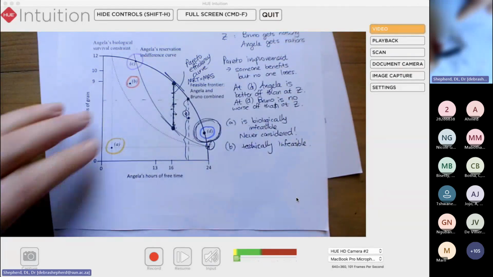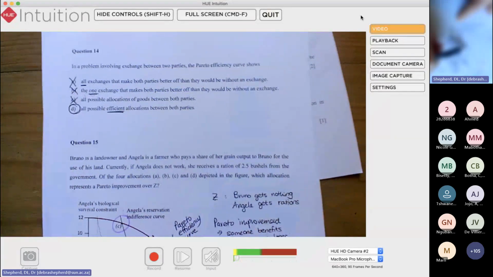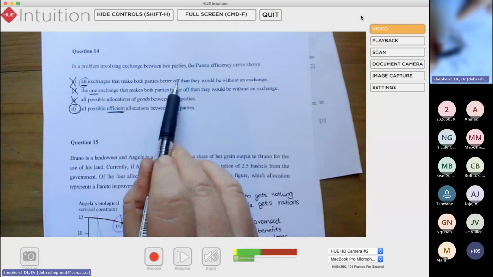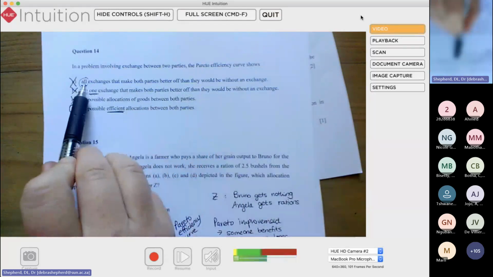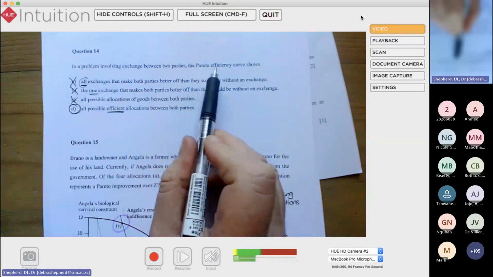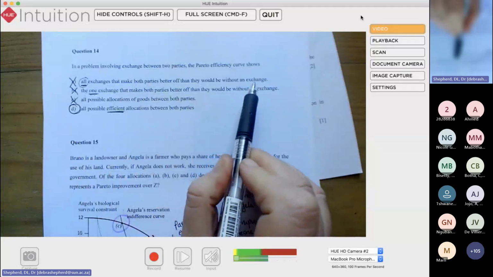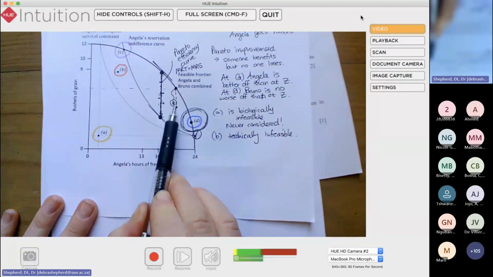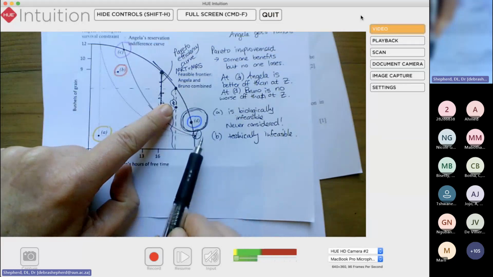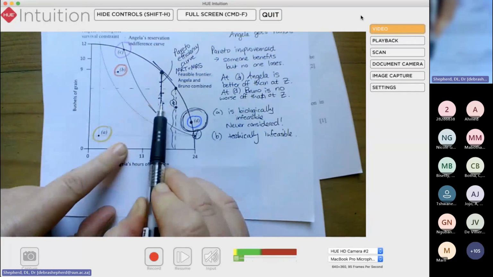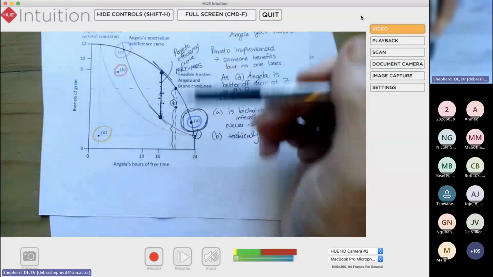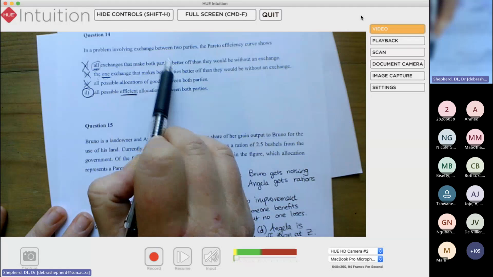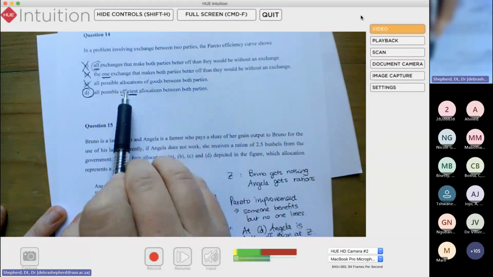Okay, could you go over why A is wrong again, please? Okay, so the reason why A is wrong is because it says the Pareto efficiency curve shows all exchanges that make both parties better off than they would be without an exchange. What this is saying is that only points on the Pareto efficiency curve are improvements over no exchange. And what we did earlier is we showed that a point like E, which lies inside the economically feasible set, makes both people better off than no exchange at Z. But E is not on the Pareto efficiency curve. So the definition of the Pareto efficiency curve can't be that it defines all exchanges that make both parties better off. What it defines is exchanges that make both parties better off and are efficient.